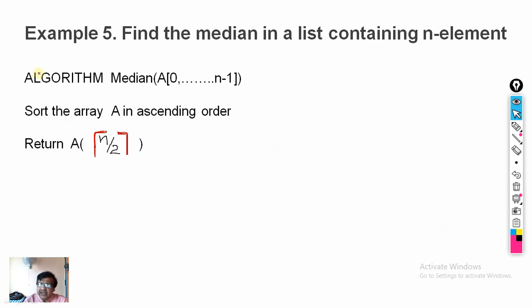Then, find the median in a list containing n elements. Okay, how to find the median? Once you sort the array, the element that is present exactly in the center is called the median. I repeat, in a sorted list, the element which is present exactly at the center is the median. If n is 9, 9 by 2 will be 4.5.